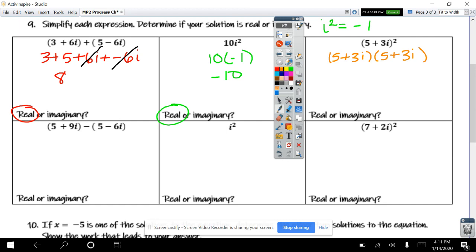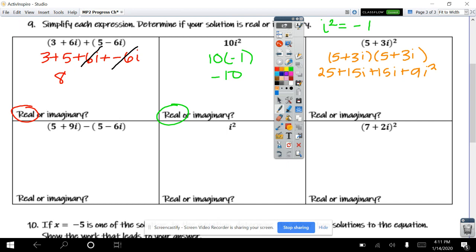So for FOILing, I start with the first terms, 5 times 5, that gives me 25. Then the outer terms, 5 times 3i gives me plus 15i. The inner terms, 3i times 5, give me 15i. And then the last terms, 3i times 3i, is 9i squared.